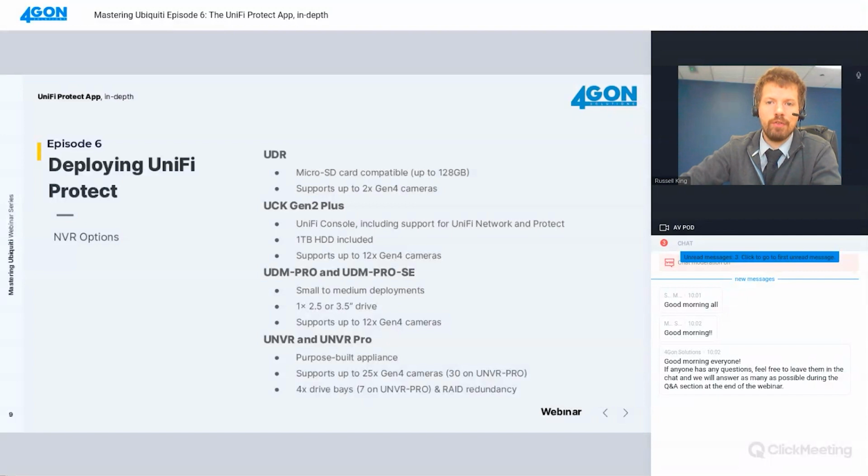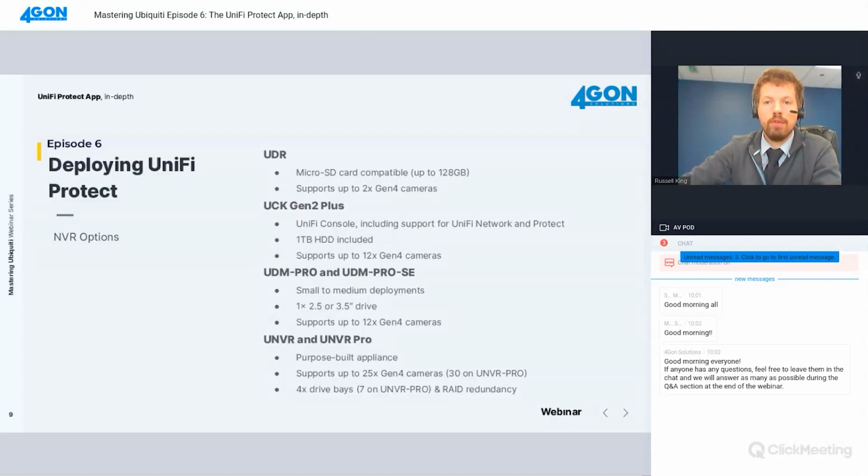The Cloud Key Generation 2 Plus is a microservice-style appliance and offers a UniFi OS console supporting a wide range of UniFi applications such as UniFi Network and UniFi Protect. It comes with a standard 1 terabyte, 2.5-inch drive, so it's ready to record footage from the get-go. Notably, this device uses passive cooling, so you have to ensure it has good airflow for temperature management, but it can support around 12 Generation 4 cameras.